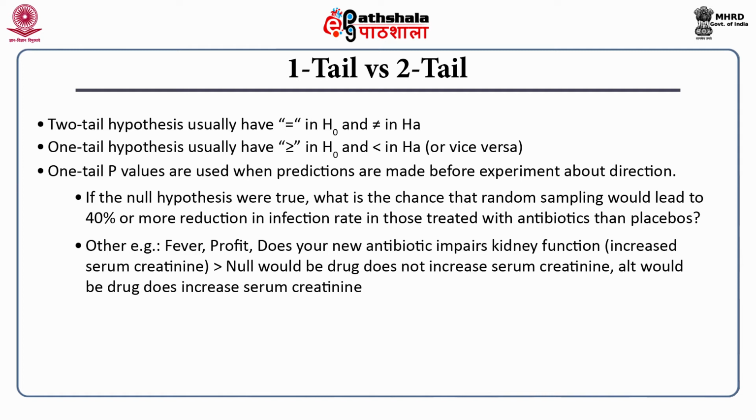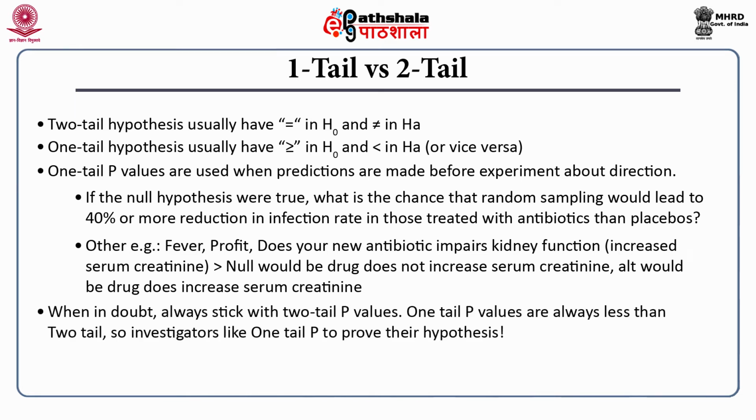Does your new antibiotic impair the kidney function, that is, increase serum creatinine? The null hypothesis would be: the drug does not increase the serum creatinine. The alternate would be: the drug does increase serum creatinine. If your null hypothesis contains that kind of symbol, not equal to or does not increase, then probably you should use the one-tail p-value. But remember that when in doubt, always stick with two-tail p-values, because one-tail p-values are always less than the two-tail p-value. So investigators like one-tail p-value to prove their hypothesis.